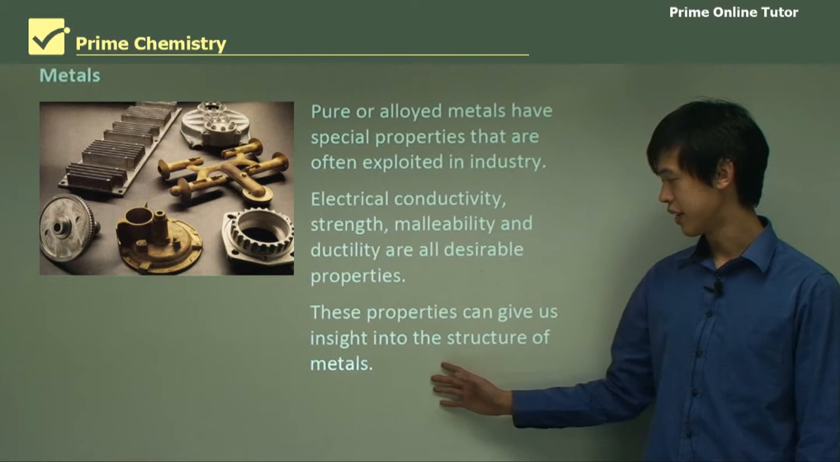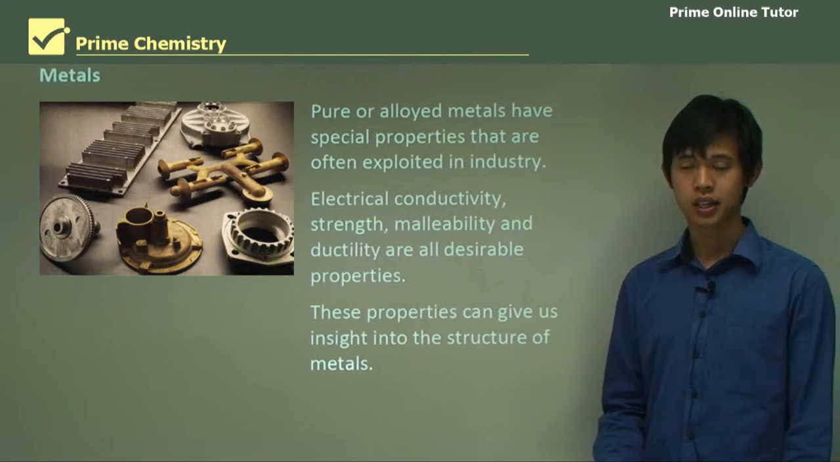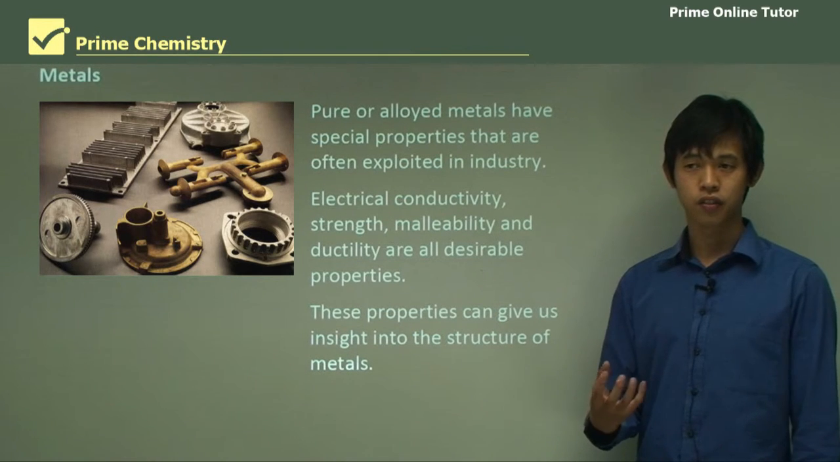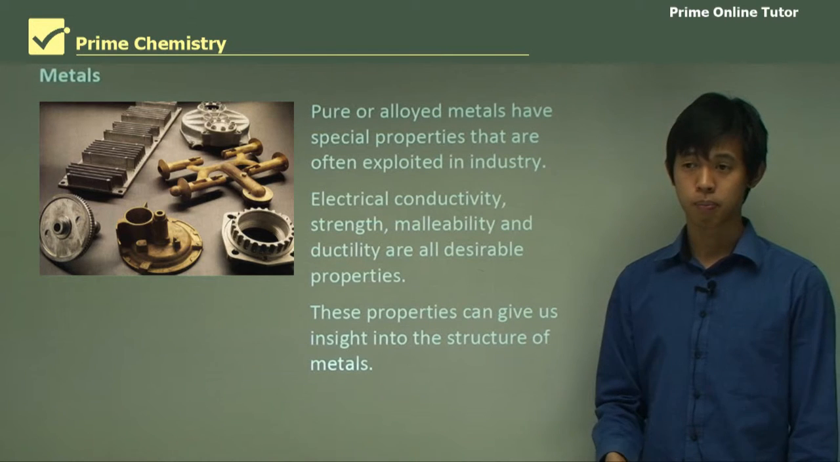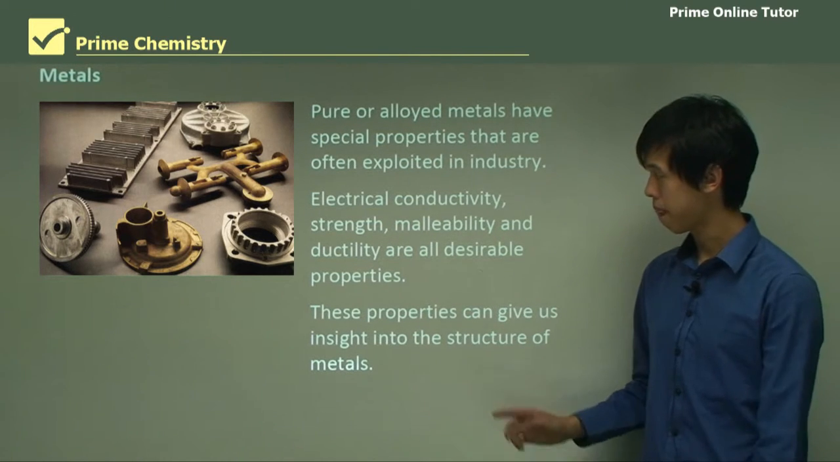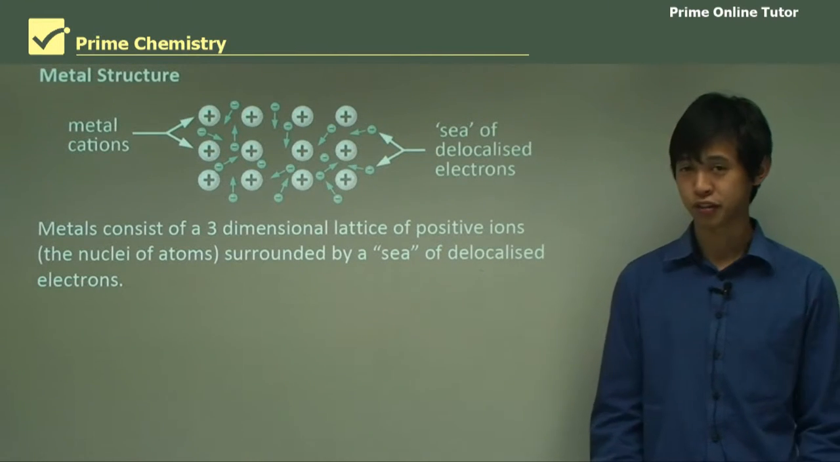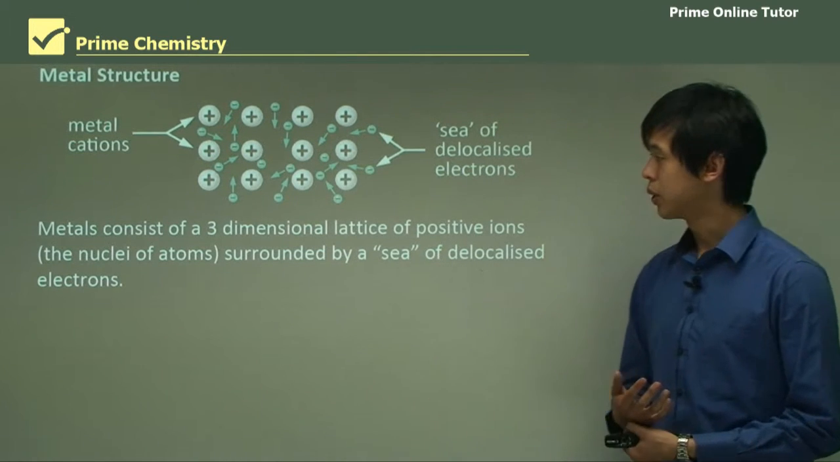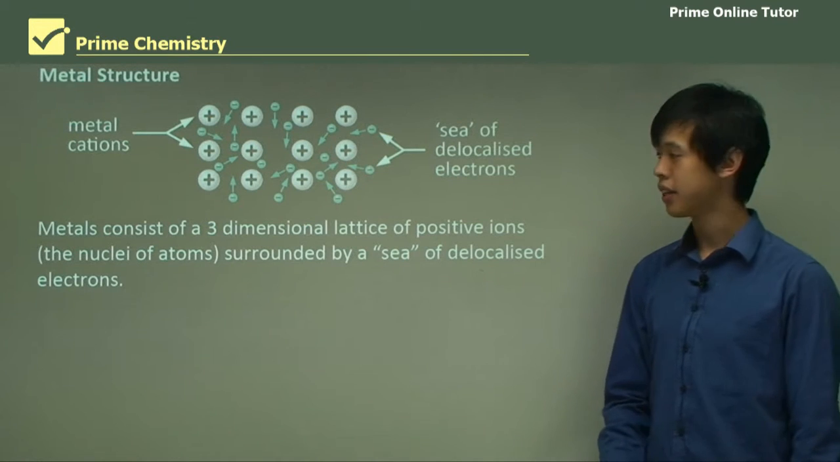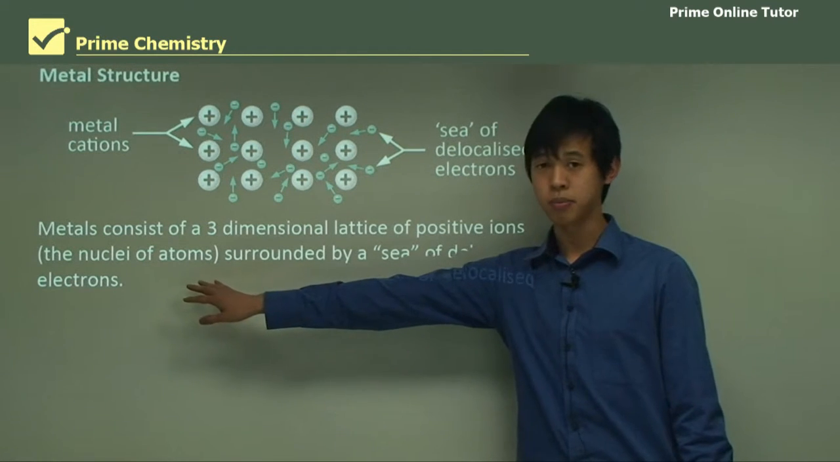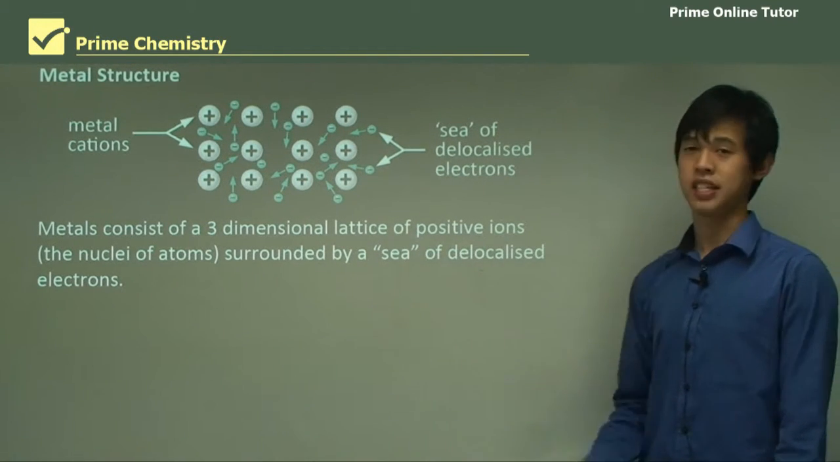These properties can give us insight into the structure of metals. The properties infer certain details about the metals, but there's more to it than that. So the metal structure: what is a metal actually? Well, a metal consists of a 3-dimensional lattice of positive ions, which are the nuclei of the atoms, surrounded by a sea of delocalized electrons.